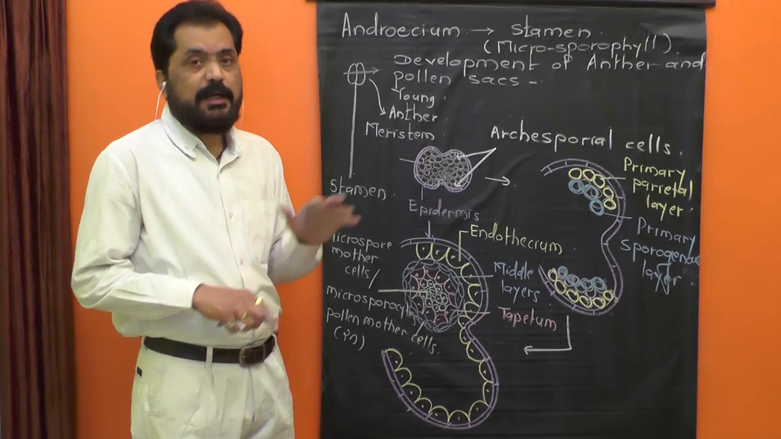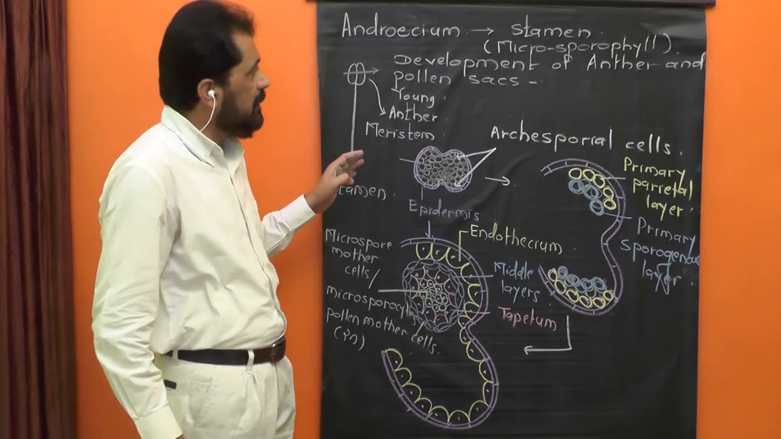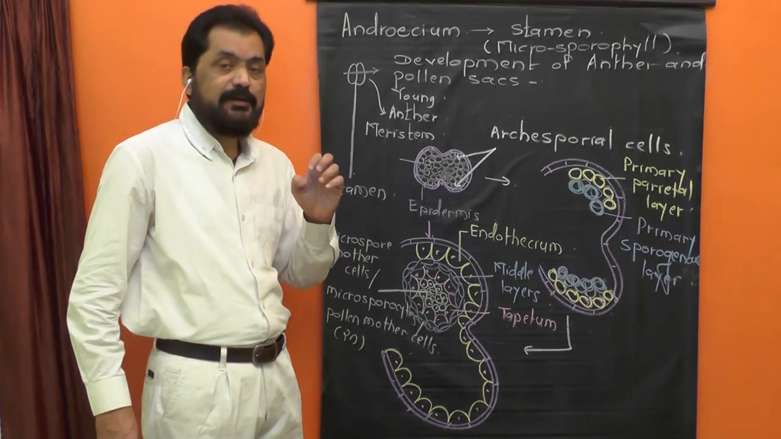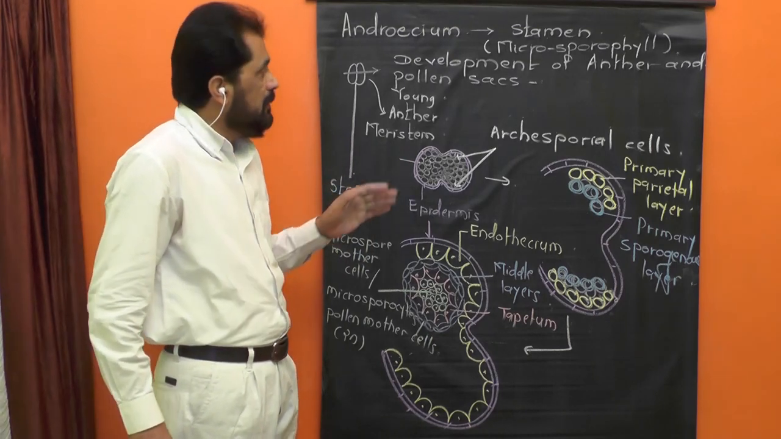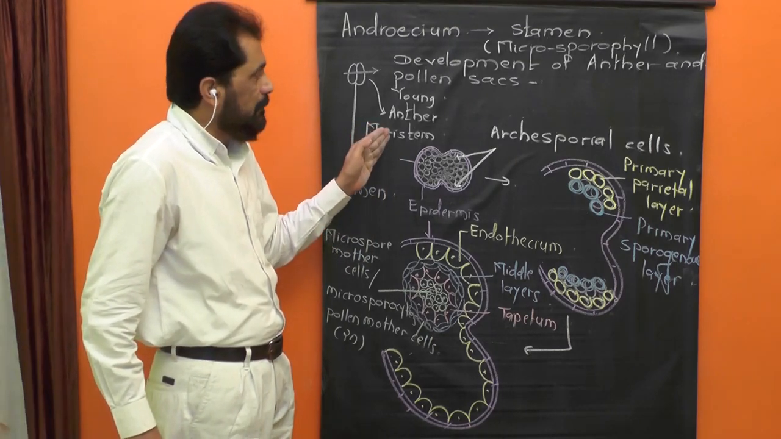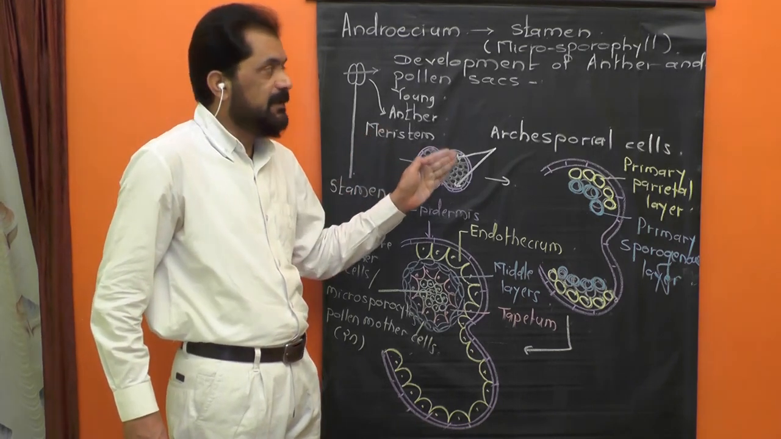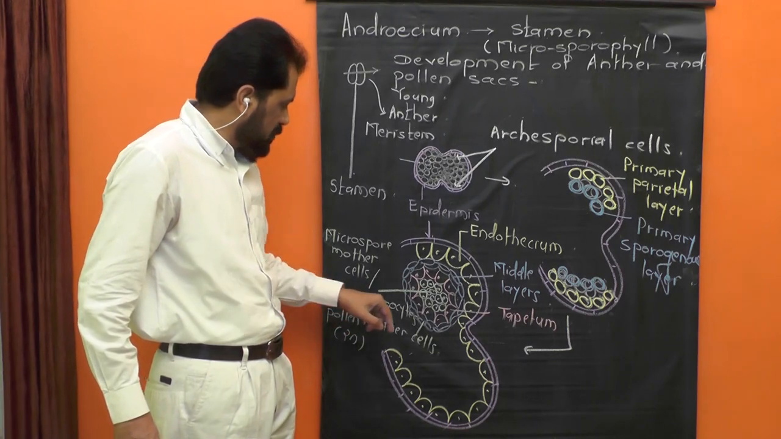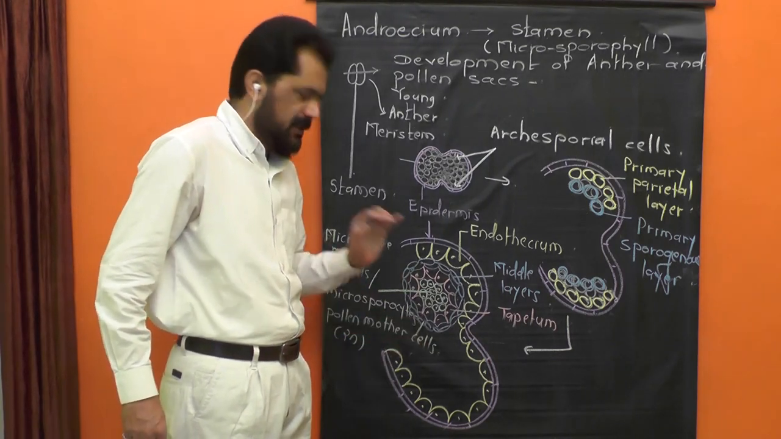Now here I have explained you about the development of anther and pollen sacs. Here we have studied about the development of mature anther containing pollen sacs, and you know here pollen sacs contain the microsporocytes or pollen mother cells.